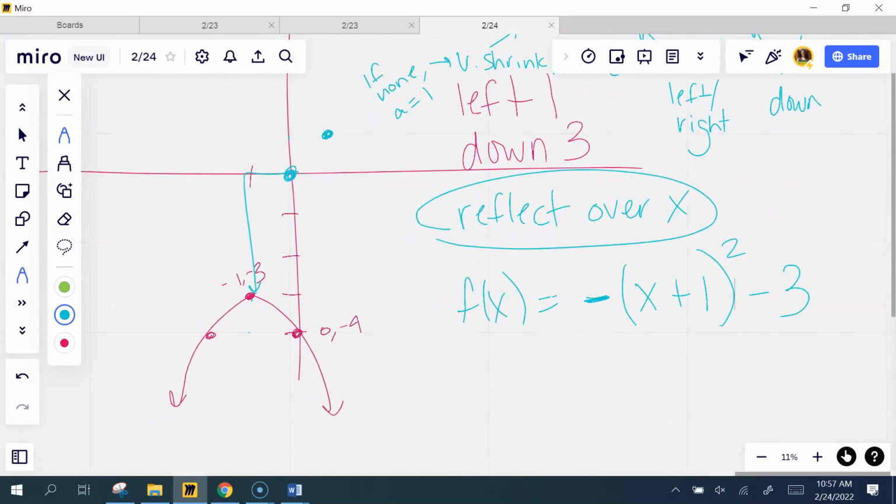How about the domain here? What about the range? Close. Negative infinity to -3. This one opens down, so you got to go from the lowest up to the highest. So negative infinity up to me.